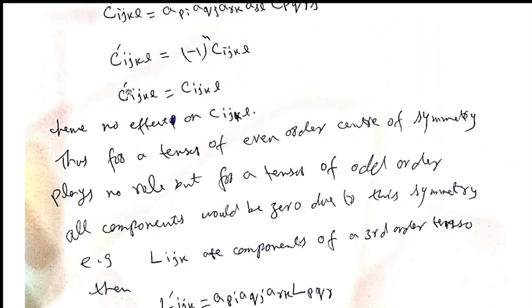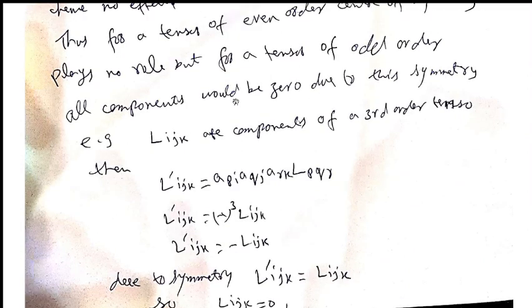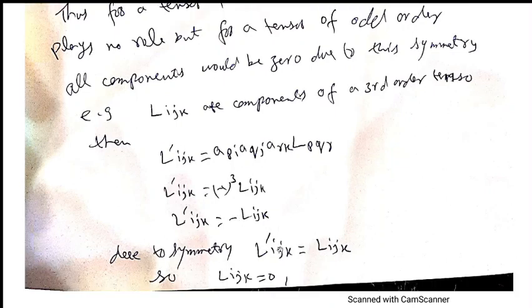Here you can see that C dash ijkl equals Cijkl, and here L dash ijk is equal to minus Lijk, and if you combine these two, Lijk will be equal to 0. So all components will become 0. If you have an odd order tensor and a center of symmetry, then due to the center of symmetry all elements will become 0. For even order, there is no effect. For odd order, all components will be 0.